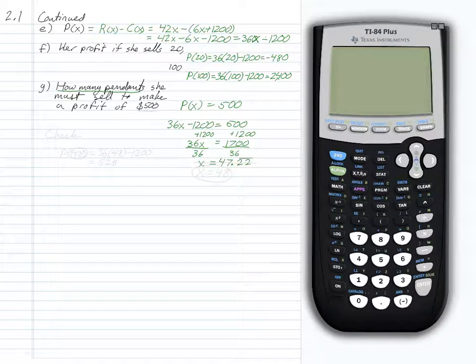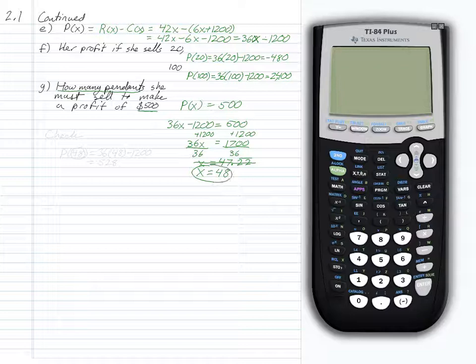47.22, and so on. Now again, since we're talking about actual tangible goods, it doesn't make sense for us to stick with this number, 47.22 pendants. Well, somebody's getting 0.22 pendants, and they're probably not going to be very happy about it. In fact, she probably wouldn't sell that to begin with. So what we would do instead, since our interest here is to make a profit of $500, if we make more than that, just slightly more than that, then we will at least have the 500 we were interested in. So if I round that up to 48, that should do the trick.